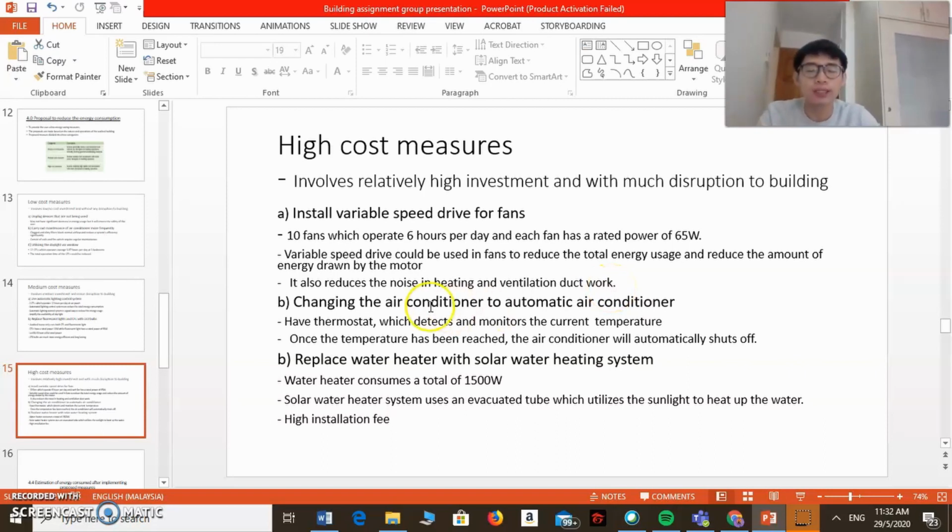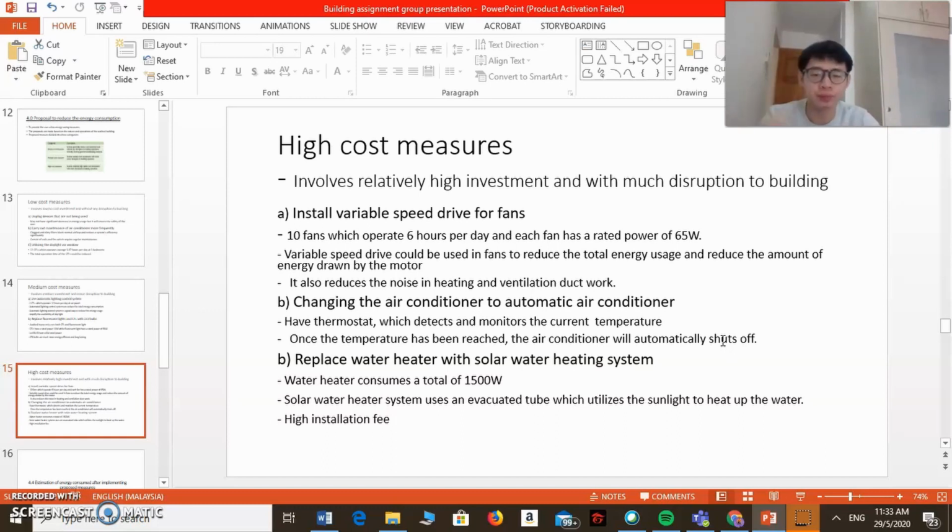Next, we suggest the user to change the air conditioner to automatic air conditioner. So basically, automatic air conditioner have thermostat which detects and monitors the current temperature inside the room. Once the temperature has been reached, the air conditioner will automatically shut off. Automatic air conditioner are actually much smarter when compared to manual air conditioner, since they will automatically turn off whenever the desired temperature is reached. Therefore, we suggest the user to change their air conditioner to automatic air conditioner.